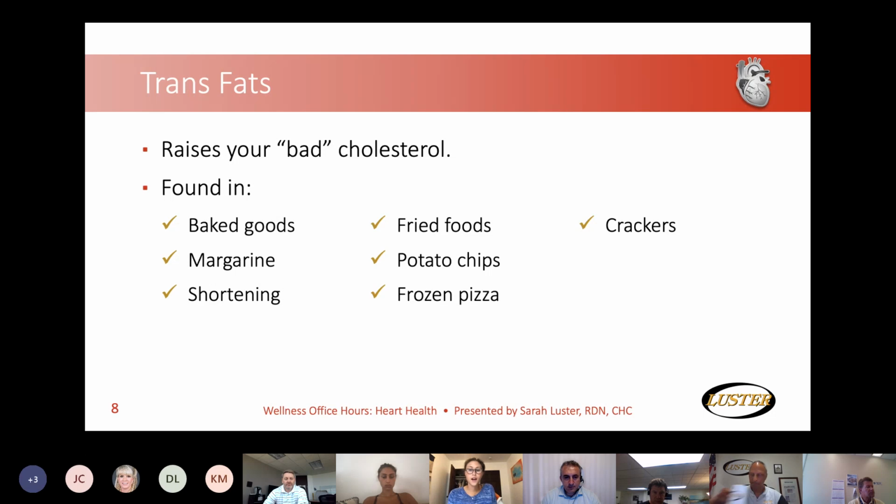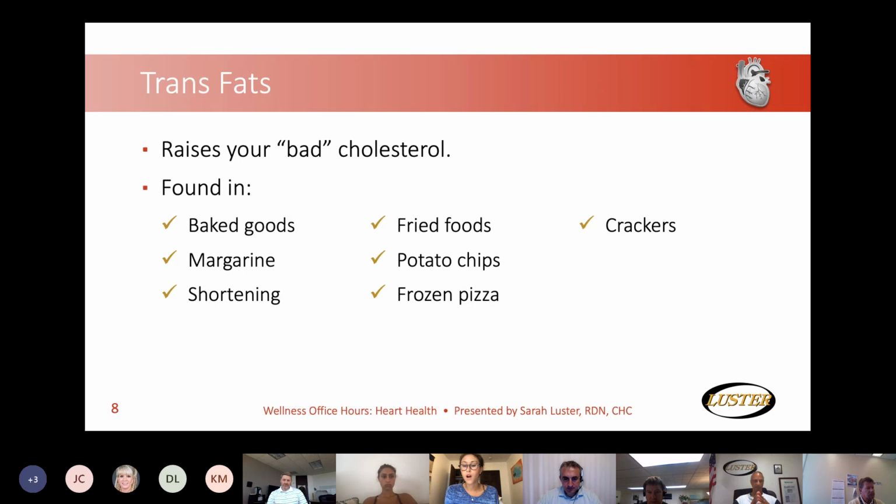So trans fats, all you really need to know for the sake of this presentation is that they raise your bad cholesterol. And as we learned in one of the previous slides, when your bad cholesterol is raised, that can lead to plaque formation, and that can cause blockages to your heart. Trans fats are found in baked goods, margarine, shortening, fried food. So this is French fries, fried chicken, a lot of fast food. Trans fat is found in fast food. Some brands of potato chips and frozen pizza, and some brands of crackers.